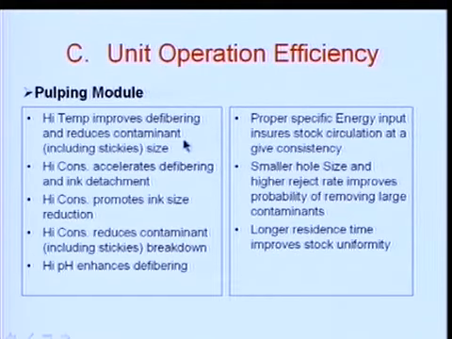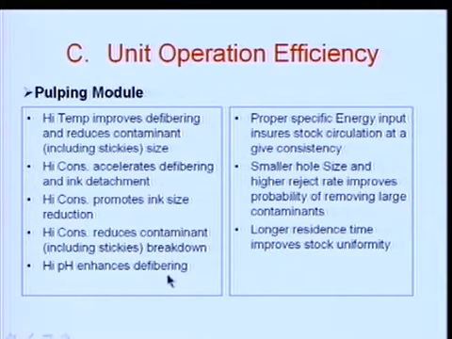Again, here basically the two blocks shown are separated into stock conditions and operating conditions. In the pulping module, high temperature improves defibering and reduces contaminant size, including stickies. High consistency accelerates defibering and ink detachment. These are all known facts that you've already studied with the other unit operations. High consistency promotes ink size reduction, and high consistency reduces contaminant breakdown, including stickies. So if you look at both, high consistency does not reduce other contamination except the ink size. So in a way, it's more effective.